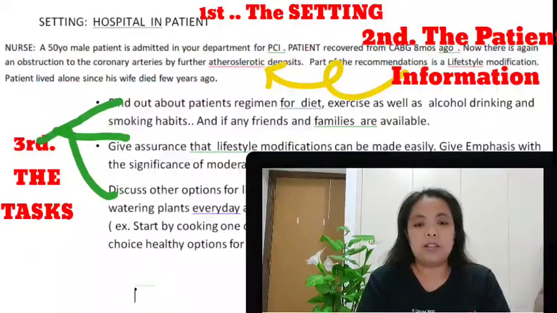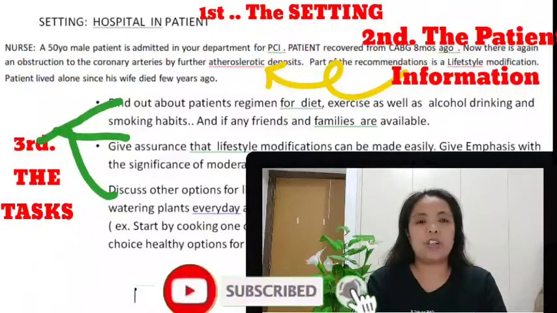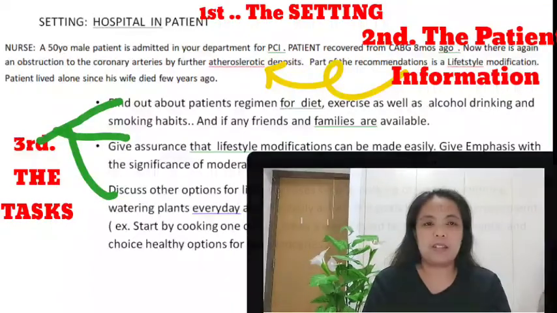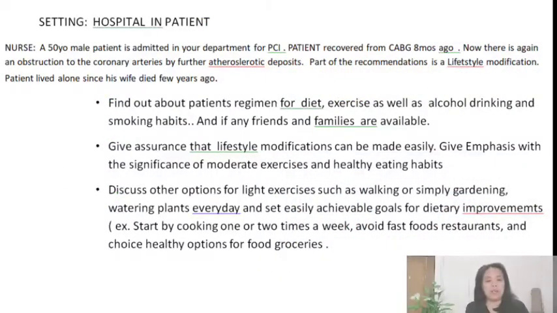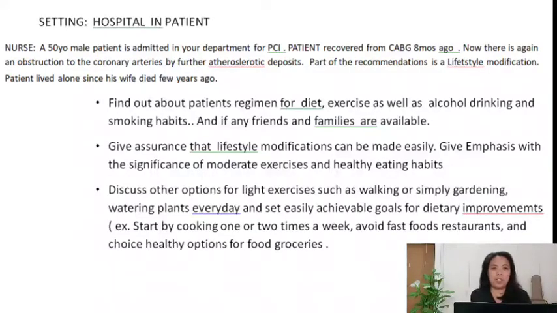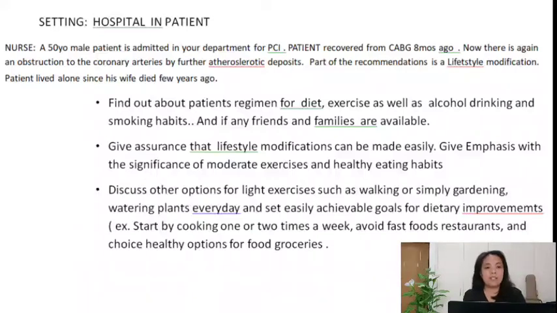So, to begin the analysis of the task card that I have here, I will read first the entire card and then follow with the analysis. I'm the nurse and I have a 50-year-old male patient admitted for percutaneous coronary intervention. Patient recovered from CABG 8 months back. Now there is again an obstruction to the coronary arteries by further atherosclerotic deposits. Part of the recommendation is a lifestyle modification. Patient has lived alone since his wife died a few years ago.